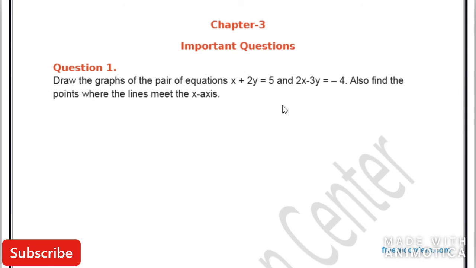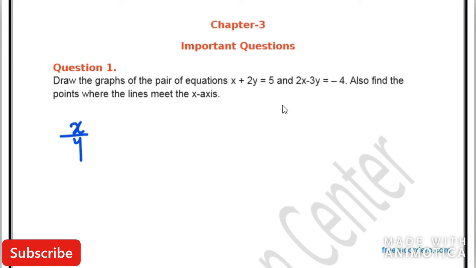Let's start with chapter 3. So today I would be covering some important questions related to pair of linear equations. So let's start with question number 1. It says draw the graph of the pair of equations x plus 2y equals 5 and 2x minus 3y equals minus 4. So first of all, let us find the solution for both.